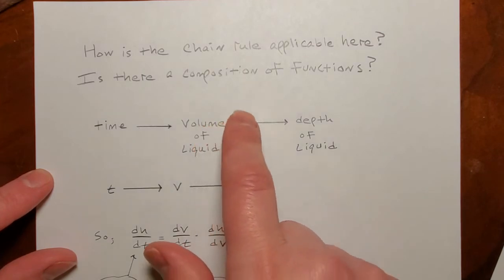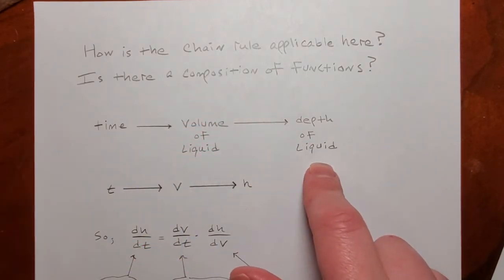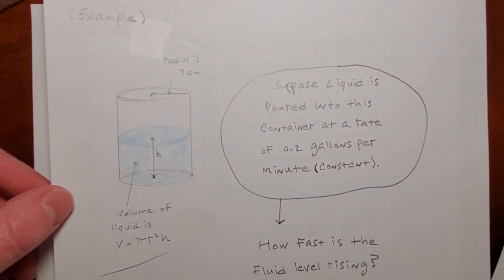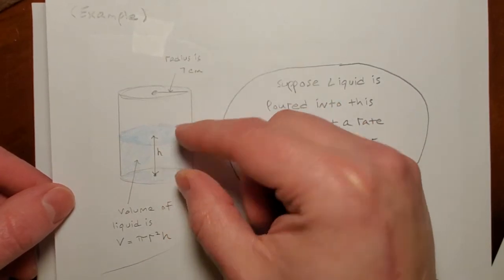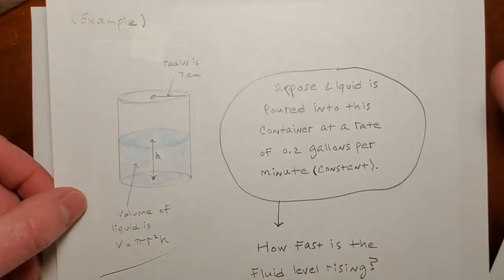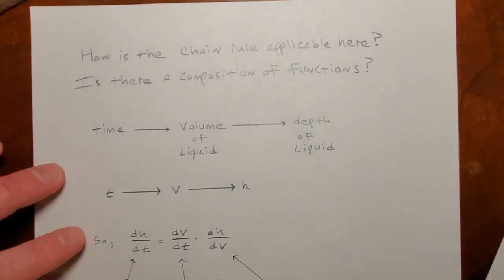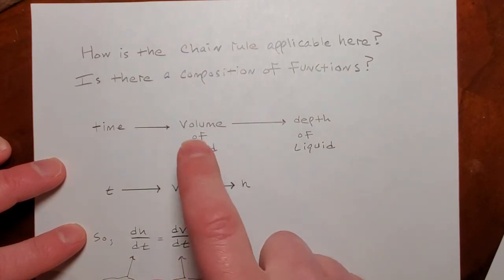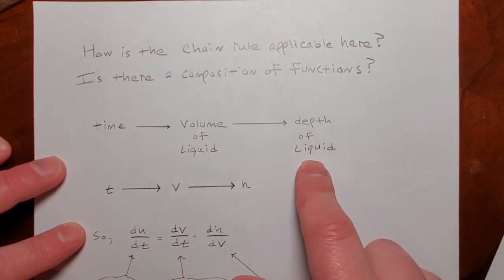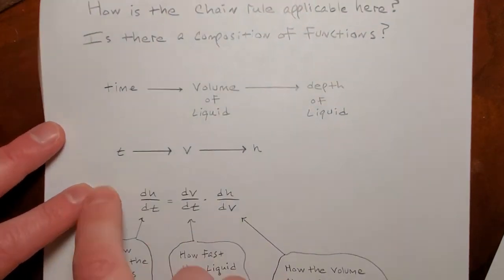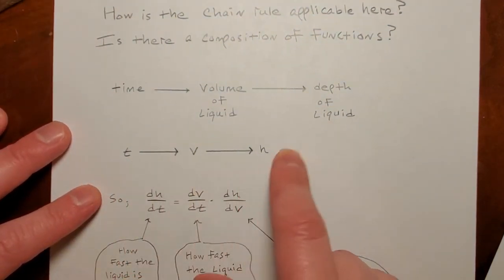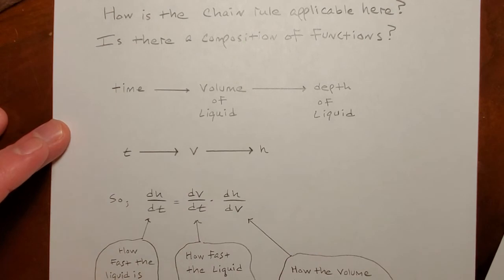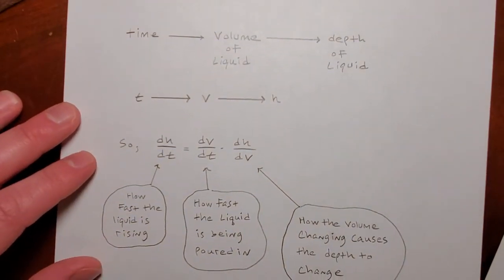But the volume of liquid in the container determines how deep it is. If I said this is so many cups or gallons or liters of liquid, then that would determine, well, it's in this container, it's got to be so deep. So sure, the time determines the volume because I know how fast it's being poured in, but then the volume, or the amount in the container, determines how deep it is. So t determines V determines h. There's your chain. I have this order of operations. I have a composition of functions. So I could do this.